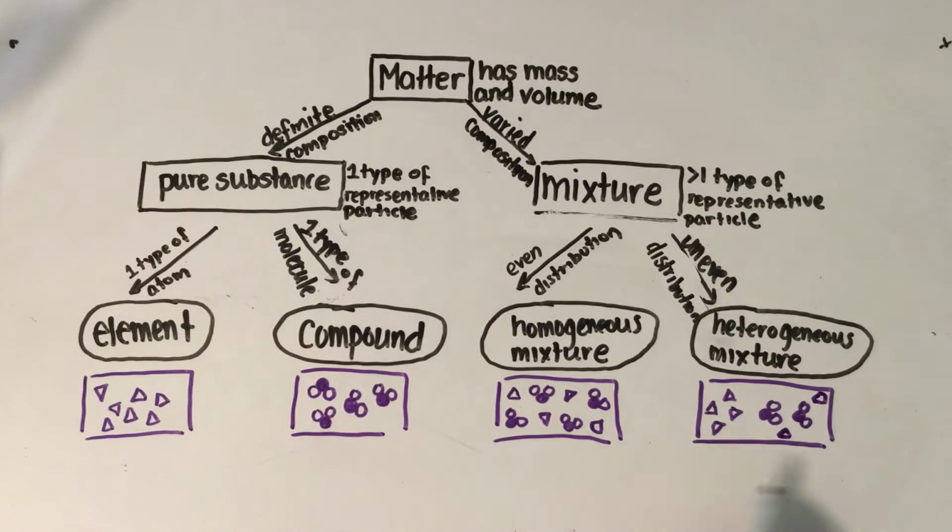Now it's pretty easy to determine which type of matter we have based on these diagrams, but unfortunately we don't live in a world where we can see these submicroscopic particles. So instead we have to look at clues based on our macroscopic scale, the things that we can see, in order to really categorize which type it has.